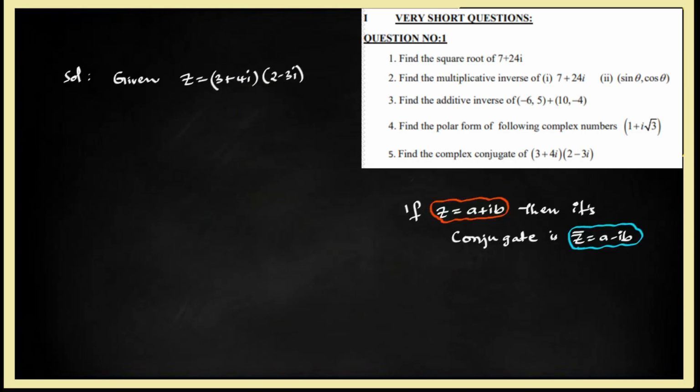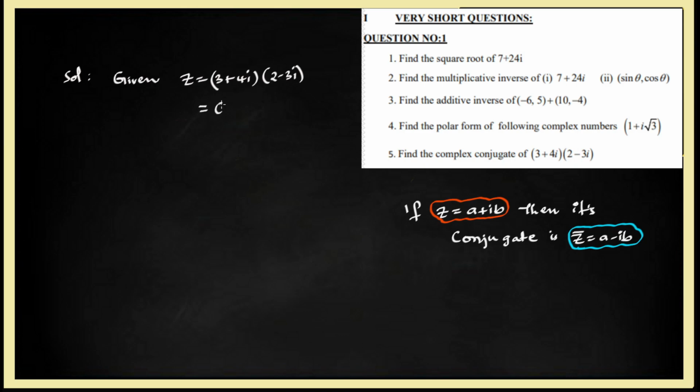Now question number 5. Find the complex conjugate of (3 plus 4i) into (2 minus 3i). A complex number is given and we have to find its conjugate. If z is a plus ib, then its conjugate z bar is a minus ib. Here a product of two complex numbers is given, so first we have to convert it into the form a plus ib.